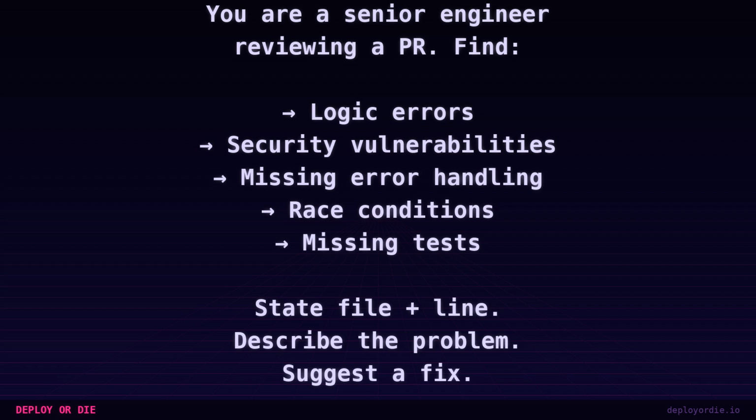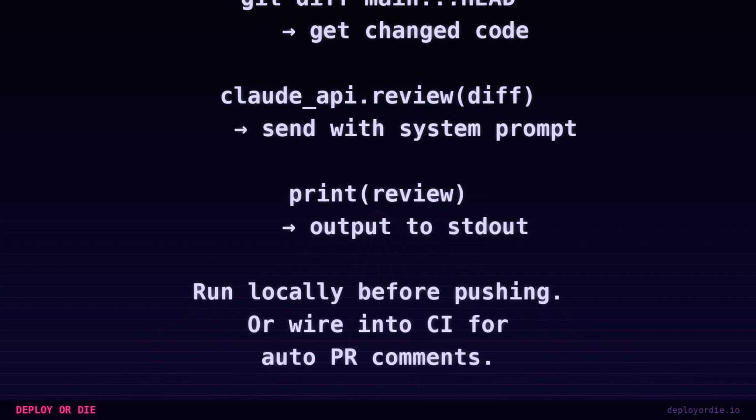Be direct. If the code looks correct, say so. Do not summarize what the code does unless it helps explain a problem. That's it. Four categories, direct output, no summaries. 20 lines of Python.